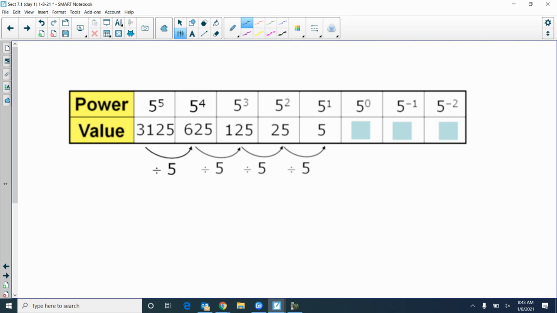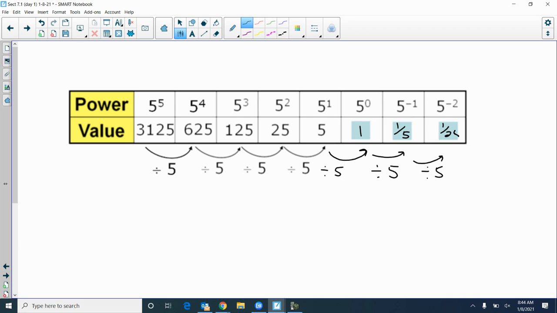The pattern this time is we're dividing by 5. When we had 2s, we cut it in half. Now we're dividing by 5. So 5 to the 0 power, what is 5 divided by 5? It is 1. So 2 to the 0 power is 1. 5 to the 0 power is also 1. What do you think 5 to the -1st power is? You have to divide it by 5. No decimals. So just put it as 1/5. And what happens if you cut 1/5 into 5 pieces? Jordan? 1/25. Good.